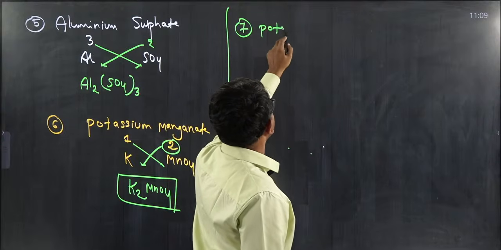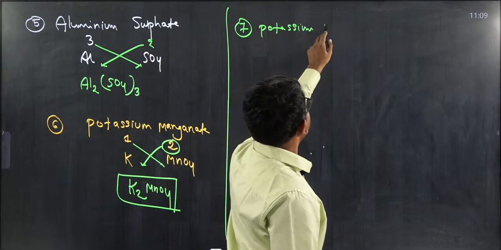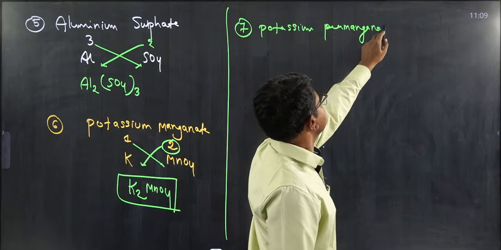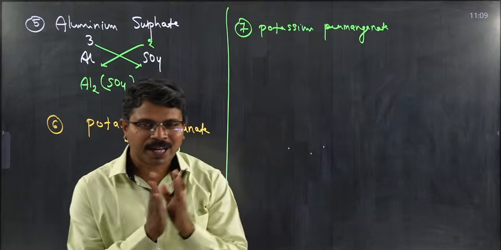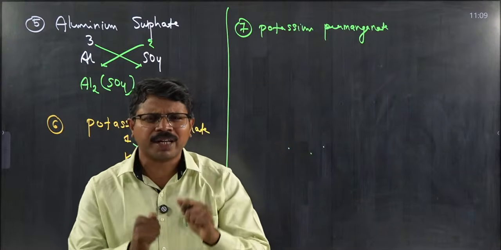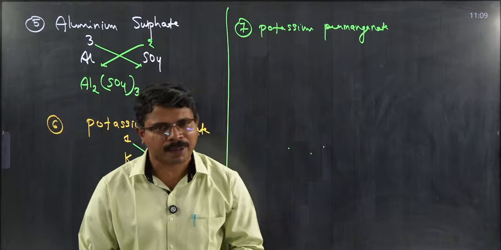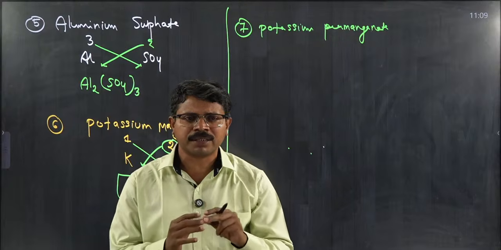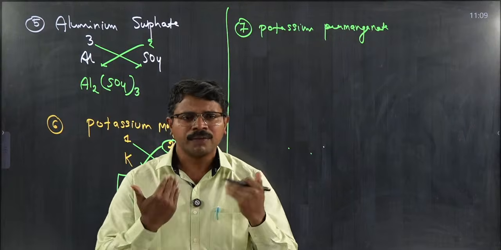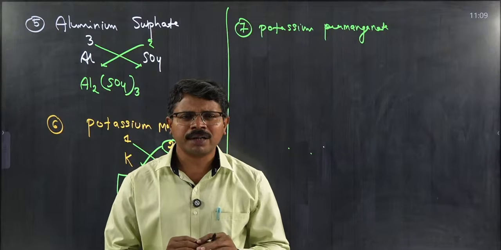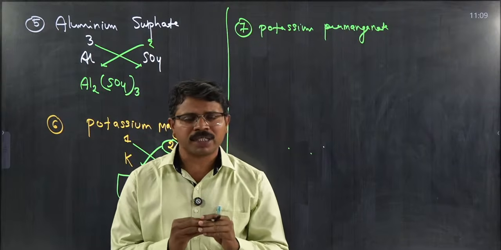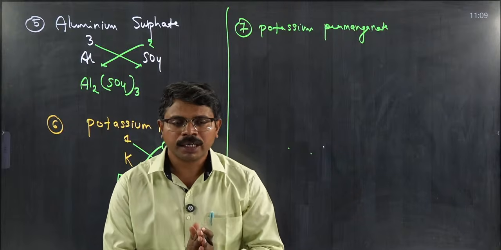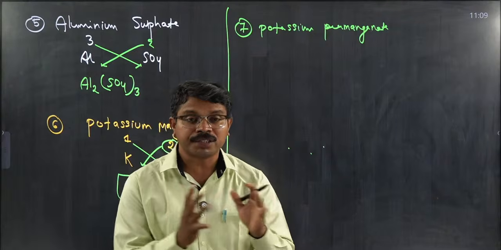This compound is potassium permanganate. My dear students, potassium permanganate is a very important compound in our organic chemistry part. This is a very good oxidizing agent which will be studied in the second year part and even the first year part also. Since it is a strong oxidizing agent, it is used for oxidation of many functional groups.